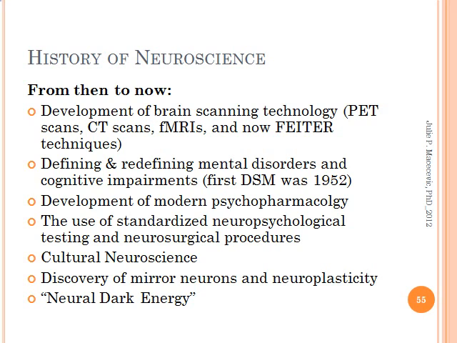Psychopharmacology has advanced exponentially, and pharmaceuticals, for better or for worse, are becoming ubiquitous. We have also seen significant advances in standardized neuropsychological testing and neurosurgical techniques. The field of cultural neuroscience now shows that culture profoundly shapes the neurology of self-understanding. We've discovered mirror neurons, which we will learn more about in this class, as well as neuroplasticity.